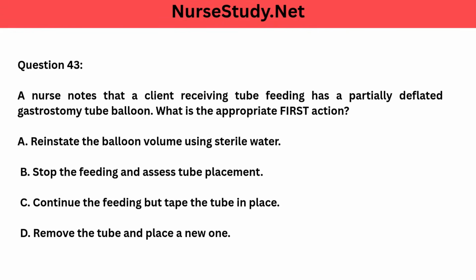Question 43. A nurse notes that a client receiving tube feeding has a partially deflated gastrostomy tube balloon. What is the appropriate first action? A. Reinstate the balloon volume using sterile water. B. Stop the feeding and assess tube placement. C. Continue the feeding but tape the tube in place. D. Remove the tube and place a new one.